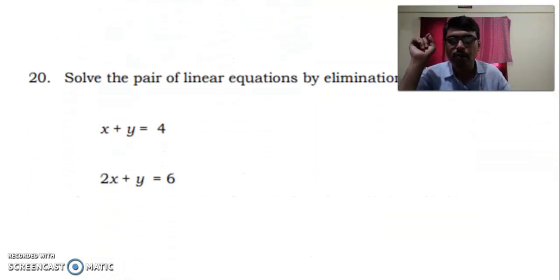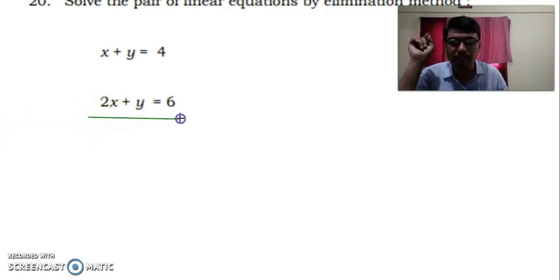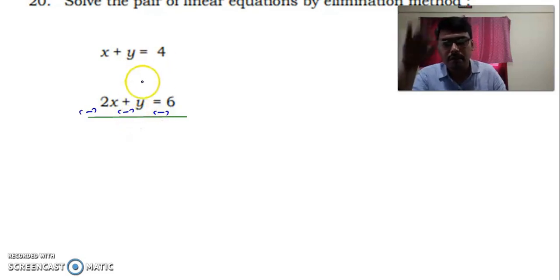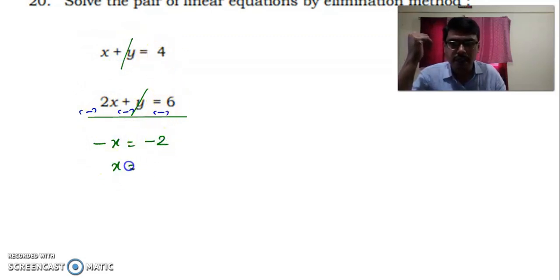Next, solve the pair of linear equations by the elimination method. For that we need to change the sign. So I am going to change the sign of the second equation. So here y will get cancelled with y, and 2x minus 2x will become minus x, 4 minus 6 will become minus 2. Therefore x is equal to 2 is the answer for the first one.